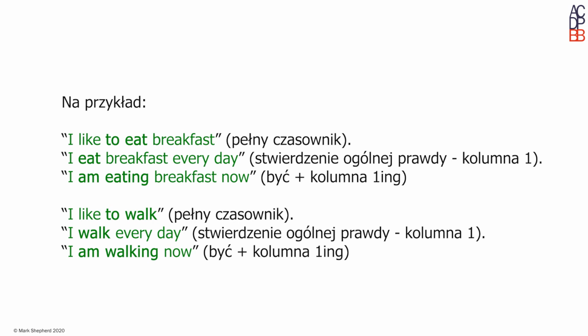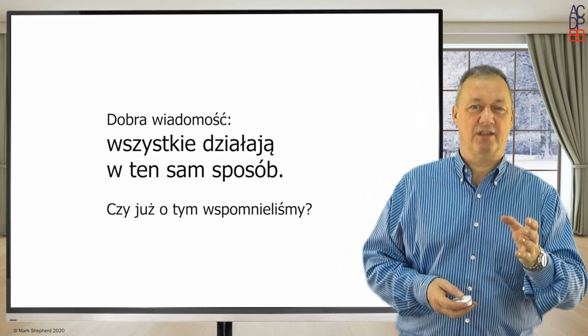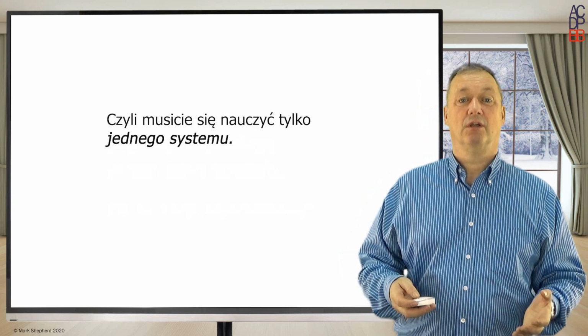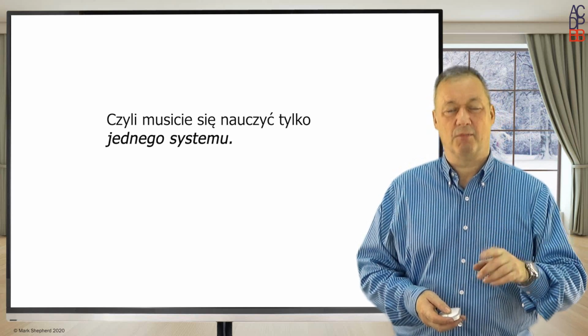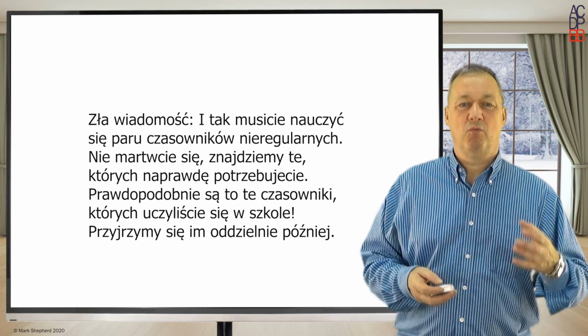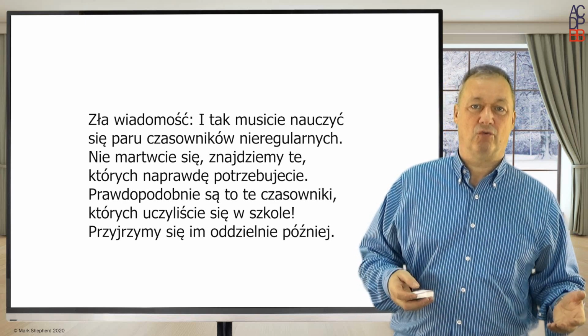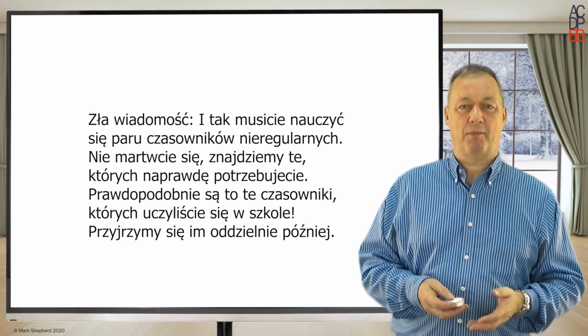I am eating breakfast now. This is column 1 with ing. I like to walk. The whole verb to walk. I walk every day. General statement of truth. Column 1. I am walking now. I am, column 1, ing. Now the good news is they all work in the same way. Sorry, did I mention that already? So, you only need to learn one system. The bad news is you still need to learn some irregular verbs. But don't worry, we will identify the ones that you really need, and they are probably the ones you learnt at school. We'll look at each of them separately later on.